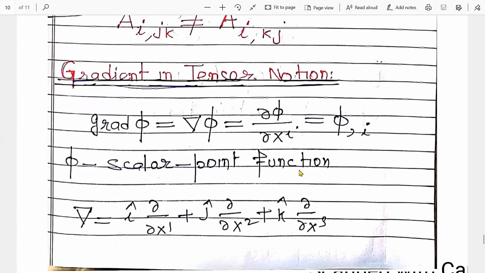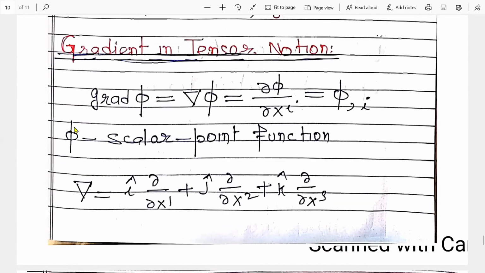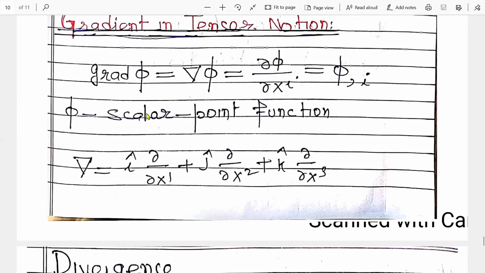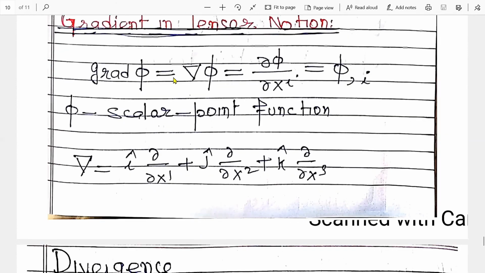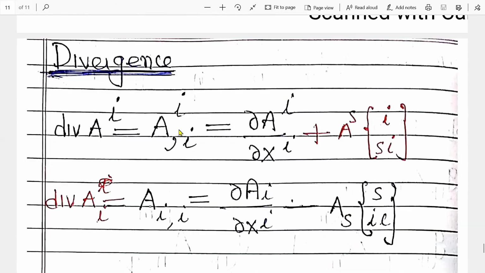Now, in this manner, we can find the gradient, divergence as well as curl. Now, what is gradient? Gradient is the gradient of a scalar point function, del phi. This can be written as curly phi by curly xi. So what is this? It is the covariant derivative of the scalar point function phi, this I. Right.